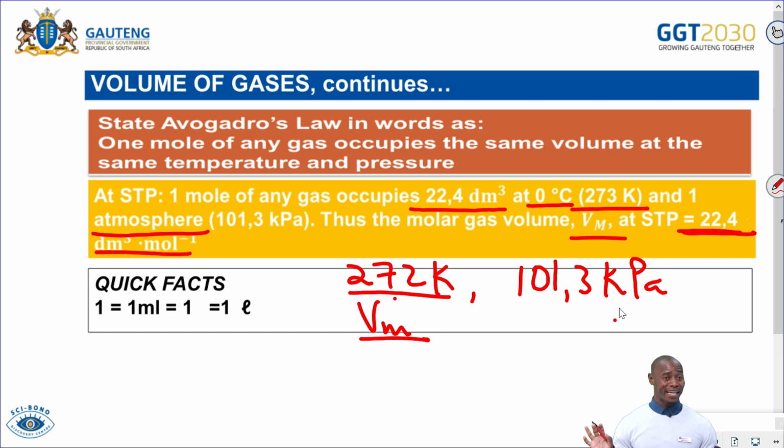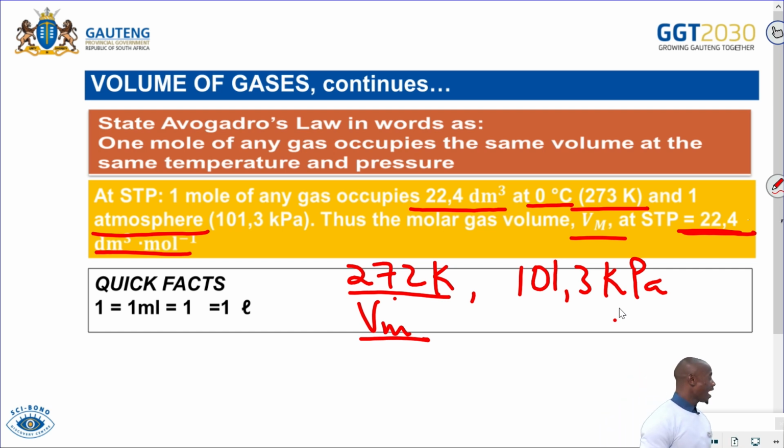But if the temperature has changed to a different temperature, 2 degrees Celsius is no longer 0, and the pressure is no longer 101.3, right? Then they have to give us what? Vm, if they want us to calculate the number of moles of that gas. I hope it's making sense, right?